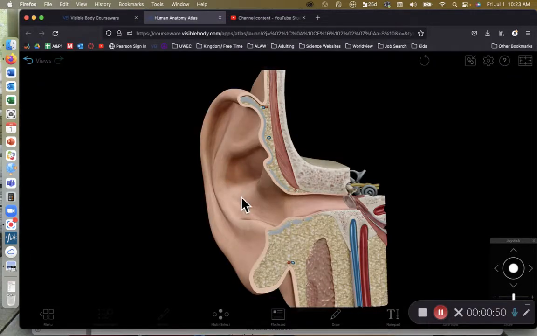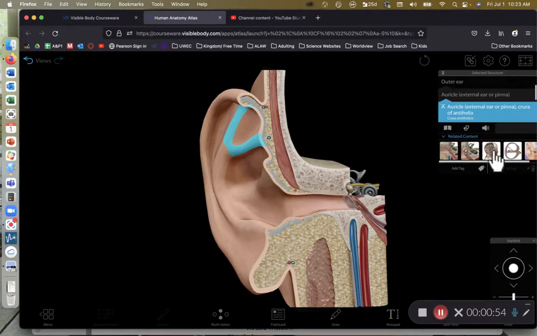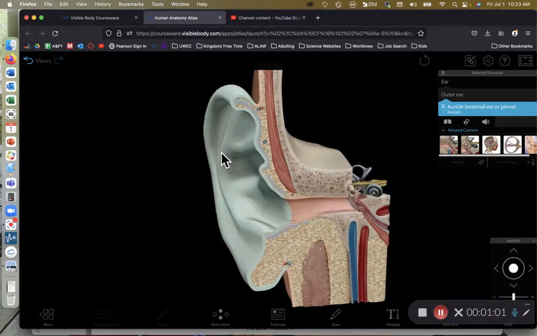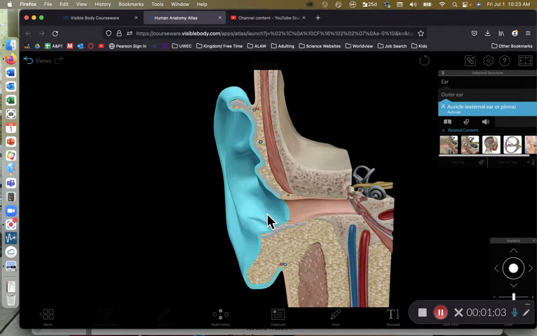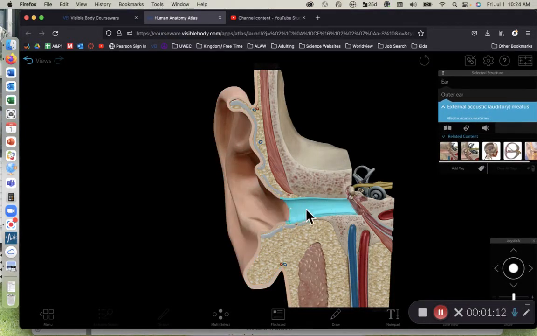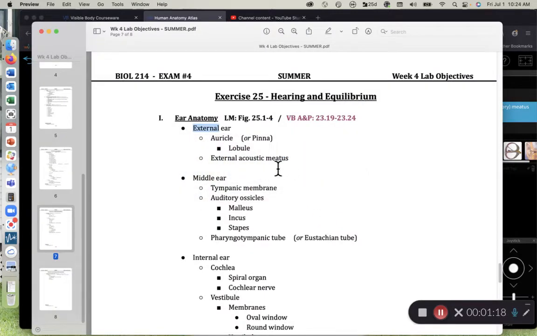Our external ear starts with the auricle. So I'll go ahead and just highlight the entire auricle. Another name for this that you'll see in the literature is pinna, and we're just going to focus on the entire auricle as a structure. We're not asking you to know the substructures of the auricle. And then from the auricle, sound waves will travel through this passageway, referred to as the external acoustic meatus, sometimes also referred to as the external auditory meatus.